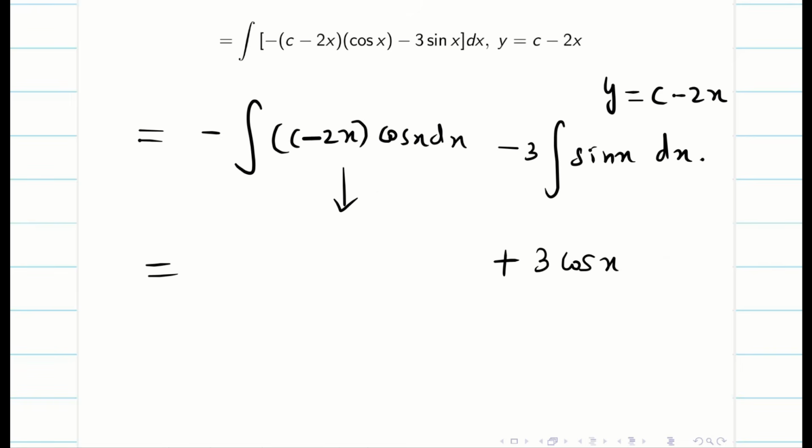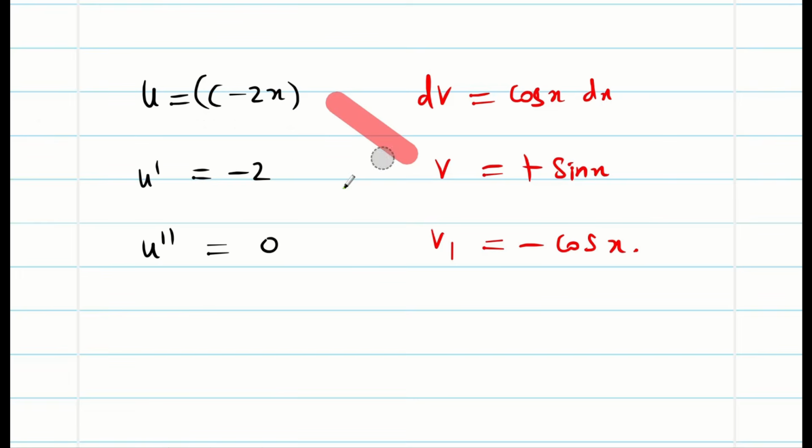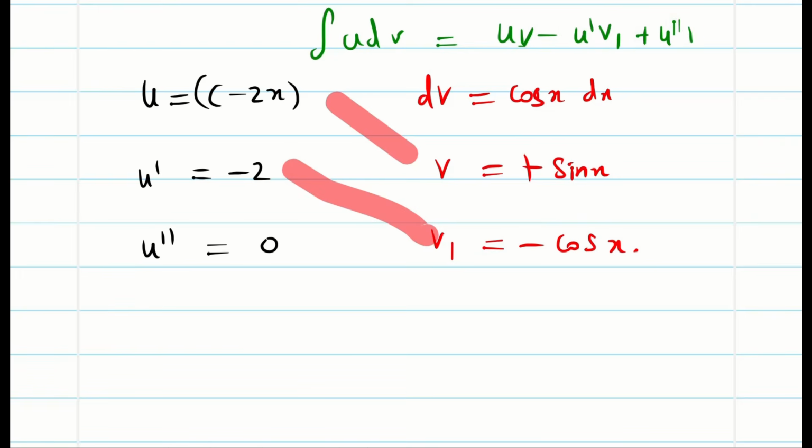Now this part I have to integrate with Bernoulli's formula. I am going to take u as c minus 2x, then u dash is going to be minus 2, u double dash is going to be 0. dv I am going to take as cos x dx, v is going to be plus sin x and v1 is minus cos x. Now club the problems using Bernoulli's formula: integral u dv is equal to uv minus u dash v1 plus u double dash v2.